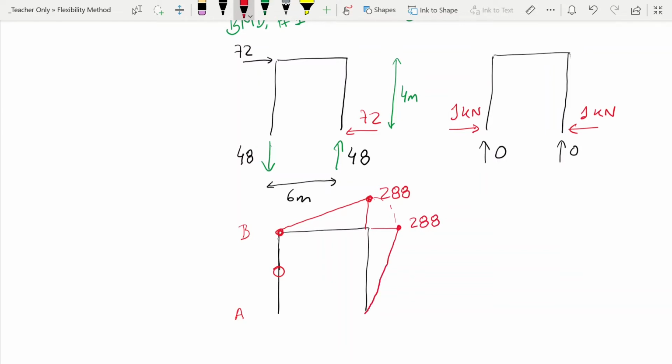Just to confirm, we can look that the load of 72 also bends our column like this. So then it has tension on the right side. And then 72 times 4 is also 288. So this moment should be correct.